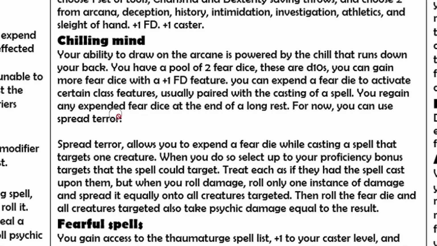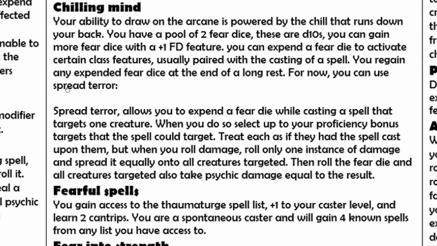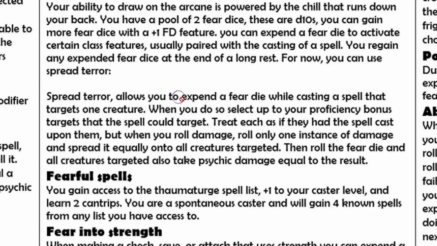You regain expended fear dice at the end of a long rest, and for now, you can use Spread Terror, which says that it allows us to expend a fear dice while casting a spell that targets 1 creature, and when we do so, we select up to our proficiency bonus targets that the spell could target. Treat each as if they had had the spell cast upon them, but when you roll damage, roll only 1 instance of damage and spread it equally onto all creatures targeted. Then roll the fear die, and all creatures targeted also take psychic damage equal to the result.